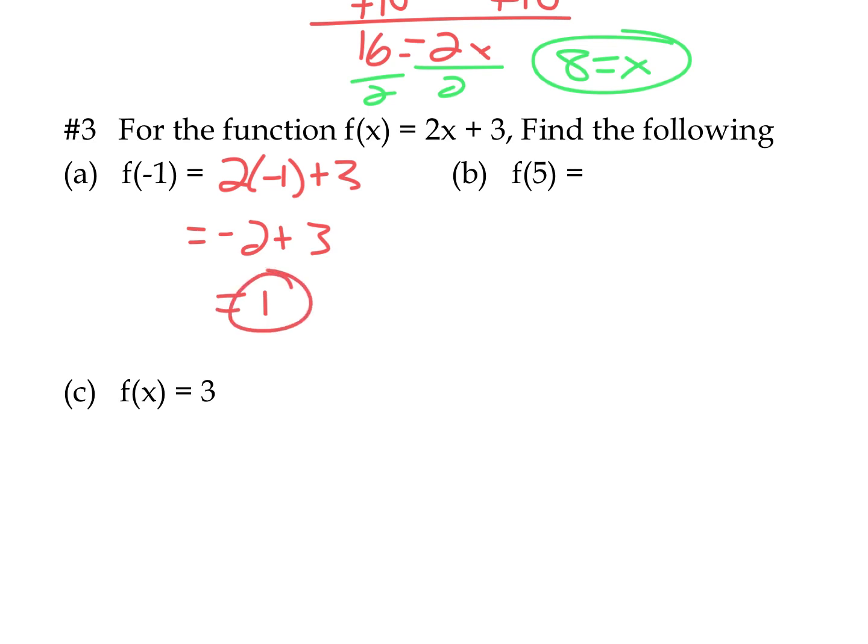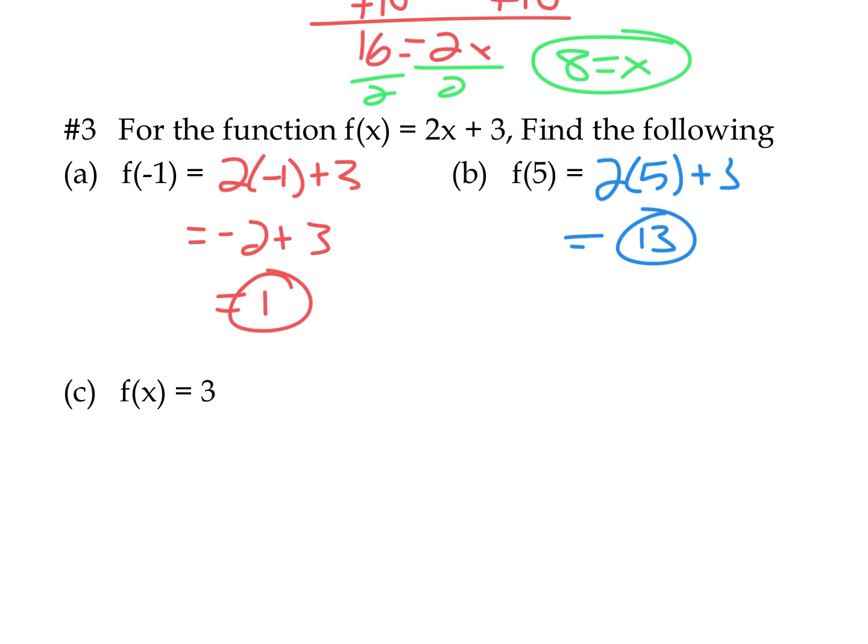For the next example, f of 5, we're going to replace the x value with 5. That's going to be 10 plus 3, which is 13. And now in part C, we've got f of x equals 3. So again, note the different way these are written. F of negative 1 means we're putting a negative 1 into the function. Here, the whole function value is 3.